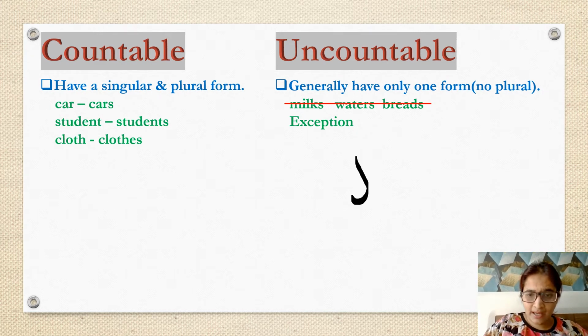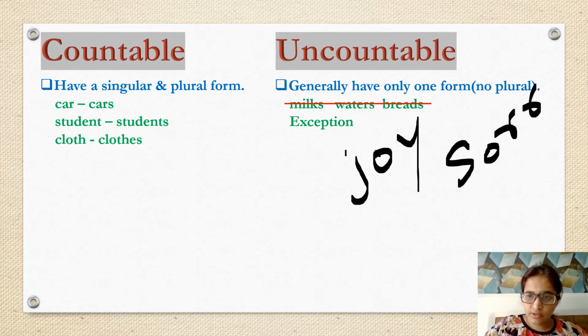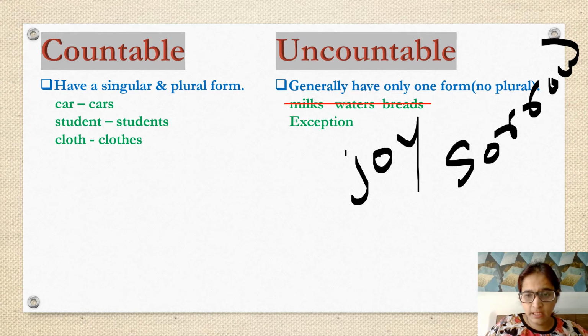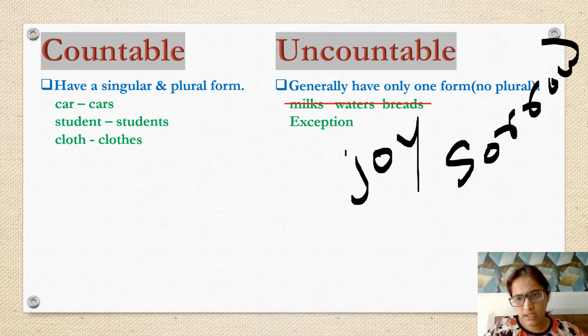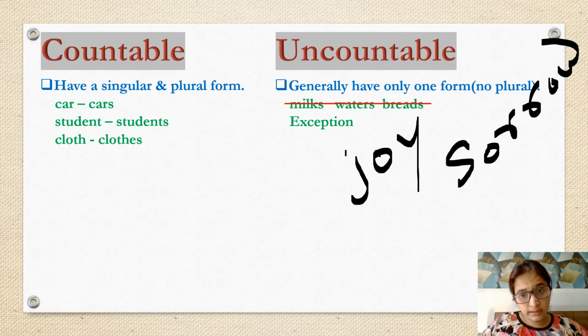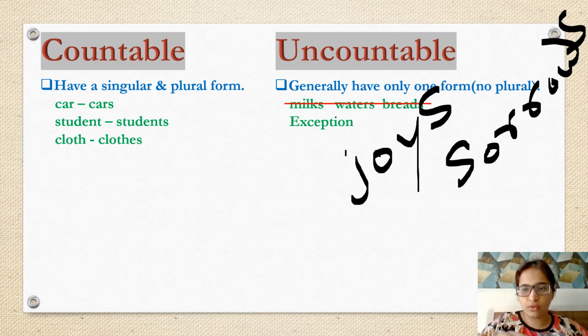For example, you have abstract nouns like joy, okay, and you have sorrow. These are obviously uncountable nouns, and they are abstract uncountable nouns. But can they be used in plural form? In certain cases they can. For example, life is a combination of joys and sorrows. So you see, in this particular kind of case, you are using the plural forms of these nouns. So these are just exceptions.